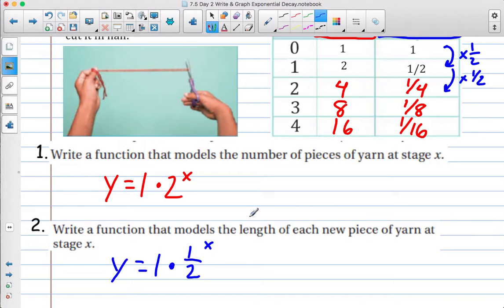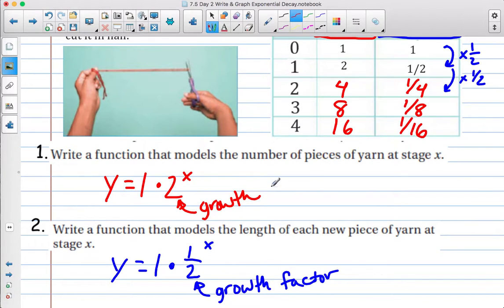The reason it's decaying is because this number right here has a special name for exponential functions. It's called the growth factor. There's a little place in your notes where we talk about that later. Because our growth factor is less than 1, we're getting smaller. Over here, our growth factor was bigger than 1, and so the number of pieces was growing. Growth factor bigger than 1, you're going to get growth. Growth factor less than 1, you actually get decay. So that's just a little easy investigation about the interplay between these two.